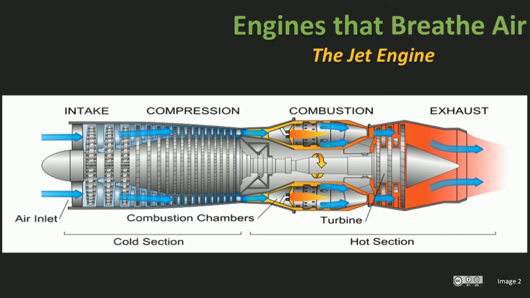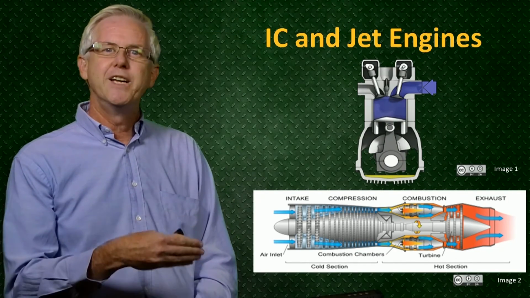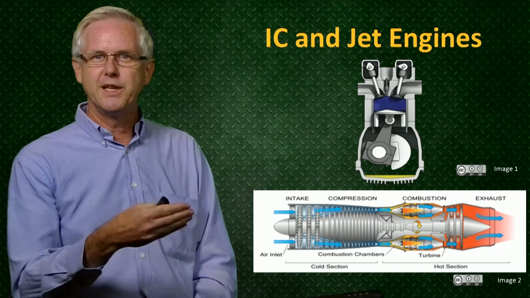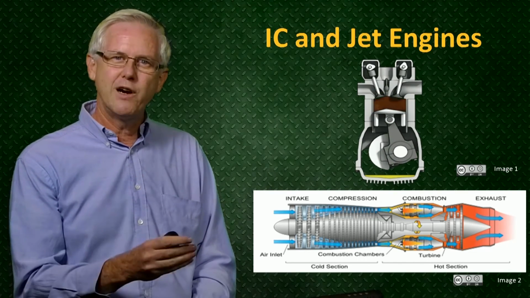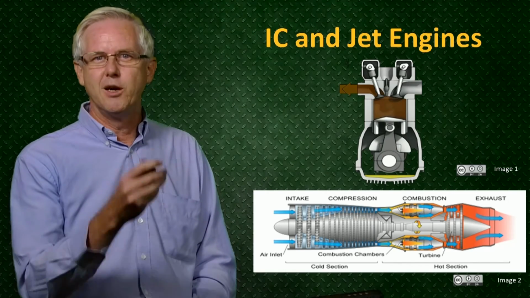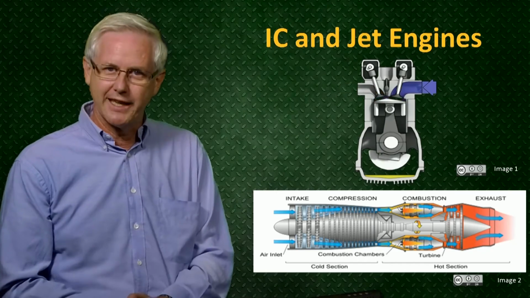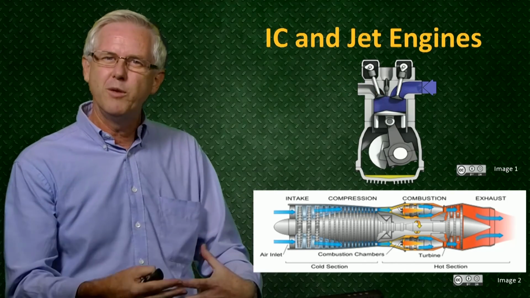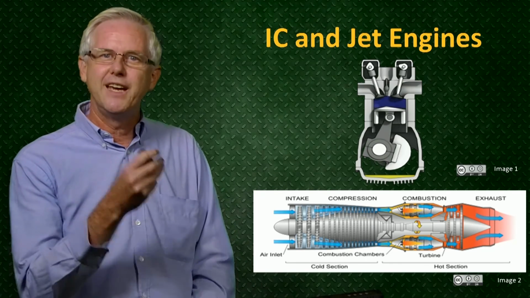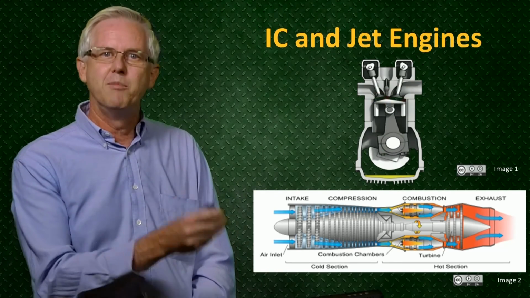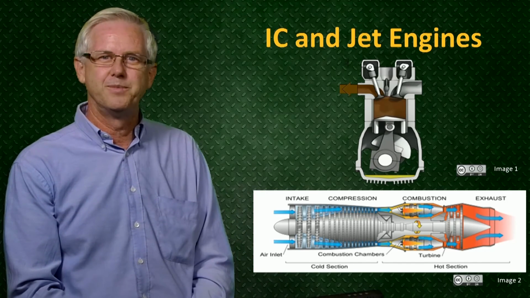Okay, so let's compare the internal combustion engine and the jet engine. One of the major differences between the four-stroke internal combustion engine and the jet engine is this. Whereas in the four-stroke engine, those intake, compression, power and exhaust strokes are all occurring sequentially, in a jet engine, the equivalent processes of all those are occurring at the same time. So we have intake, compression, combustion and exhaust all going on at the same time in the jet engine.